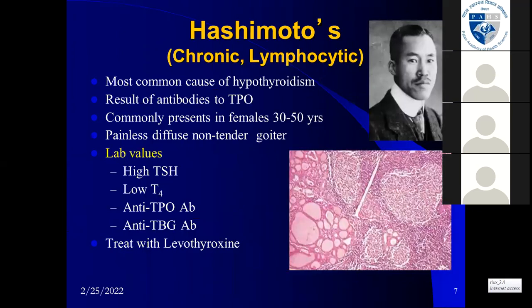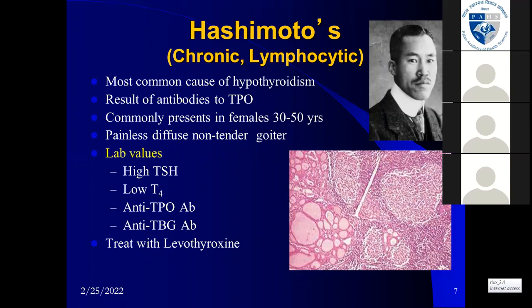Now, the most common cause of hypothyroidism is Hashimoto's thyroiditis or Hashimoto disease, which is also known as chronic thyroiditis or lymphocytic thyroiditis. This is the result of antibodies against thyroid peroxidase, and commonly it presents in females of 30 to 50 years, with a painless, diffuse, non-tender goiter. Regarding the lab values, there is high TSH and low T4 with anti-TPO antibody, and there might be anti-thyroid binding globulin antibody.